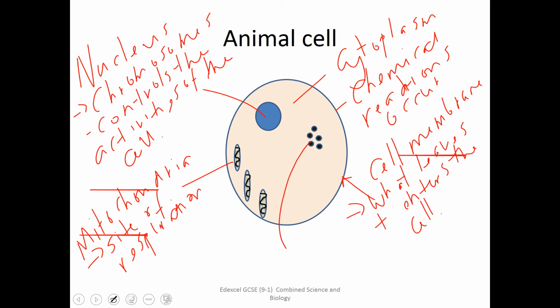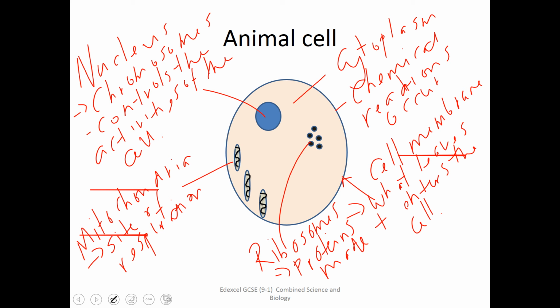And then finally, we have structures known as ribosomes. This is where proteins are made. So this is the site of a process known as protein synthesis.